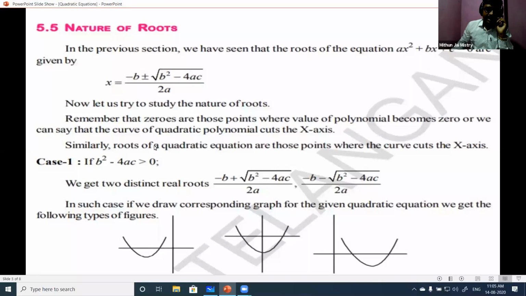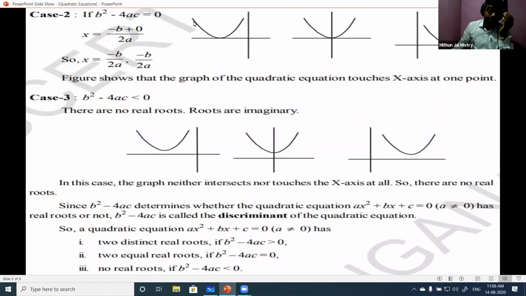If it is greater than 0, then we are getting two solutions which intersect the x-axis. You may get both as negative, one as negative and one as positive, or both as positive. If b square minus 4ac is equal to 0, you will get exactly one zero, because it intersects the x-axis at exactly one point. It may be negative, zero, or positive, but finally we are getting only one point or one solution.